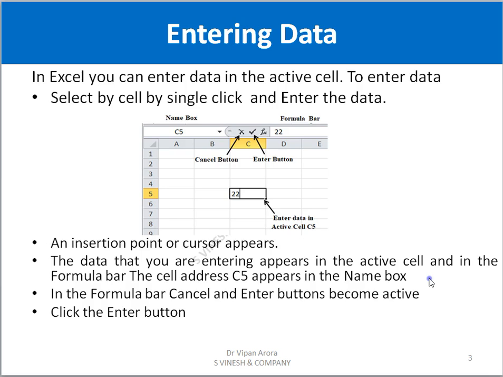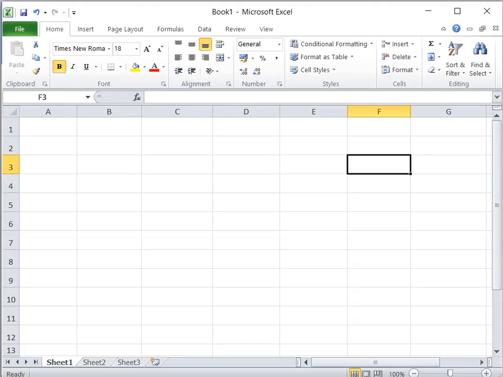Let's start. First thing first, how we can enter data in Excel. This particular thing in Excel is called a worksheet. When you open Microsoft Excel, by default there are three sheets: Sheet 1, Sheet 2 and Sheet 3.